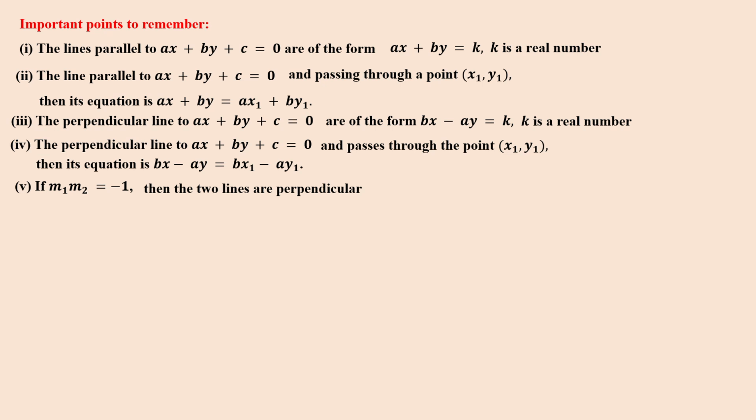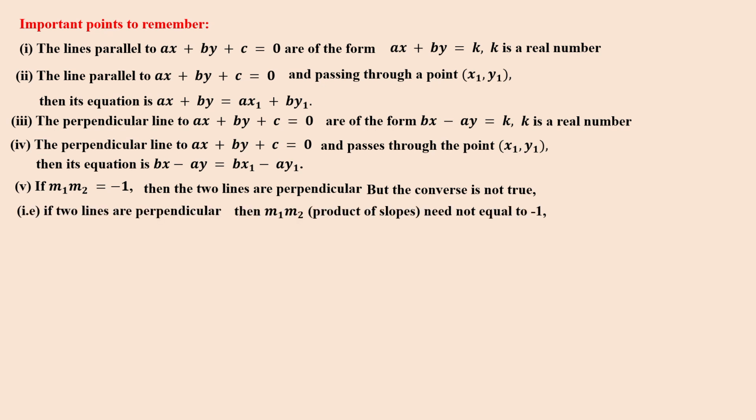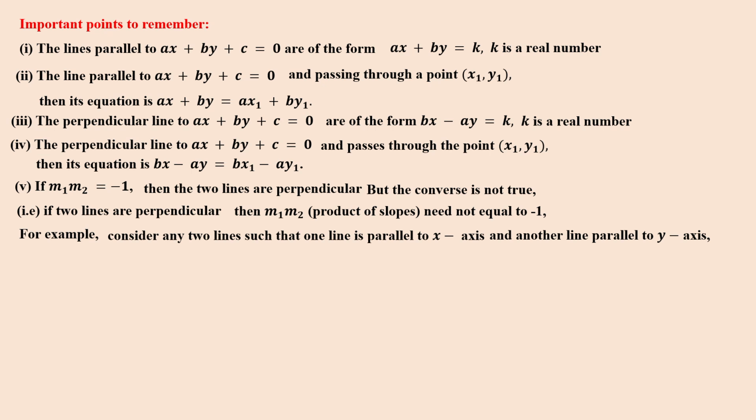If m1 m2 is equal to minus 1, then two lines are perpendicular. That is true, right? But the converse is not true. That is, if two lines are perpendicular, it is not necessary that the product of their slopes equals minus 1. For example, you can consider any two lines such that one line is parallel to the x-axis and the other line parallel to the y-axis, right? But the result m1 m2 equal to minus 1 cannot be applied, even when the lines are perpendicular. So they are perpendicular, right? Line parallel to the x-axis and line parallel to the y-axis.